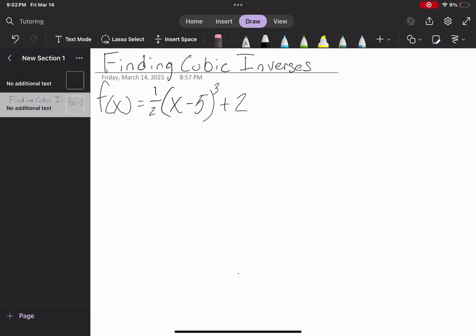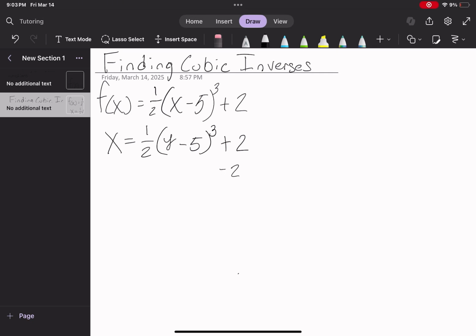Here we have another problem. We have f of x is equal to 1/2 times (x minus 5) cubed plus 2. And so again, we have to change our variables. I accidentally wrote 2 x's, so let me change that to a y real quick. All right, let's go.